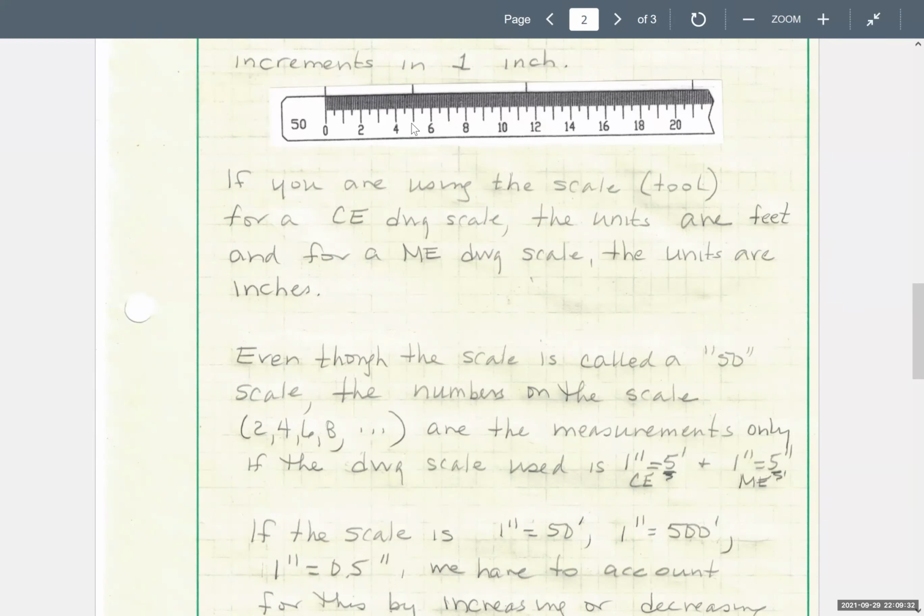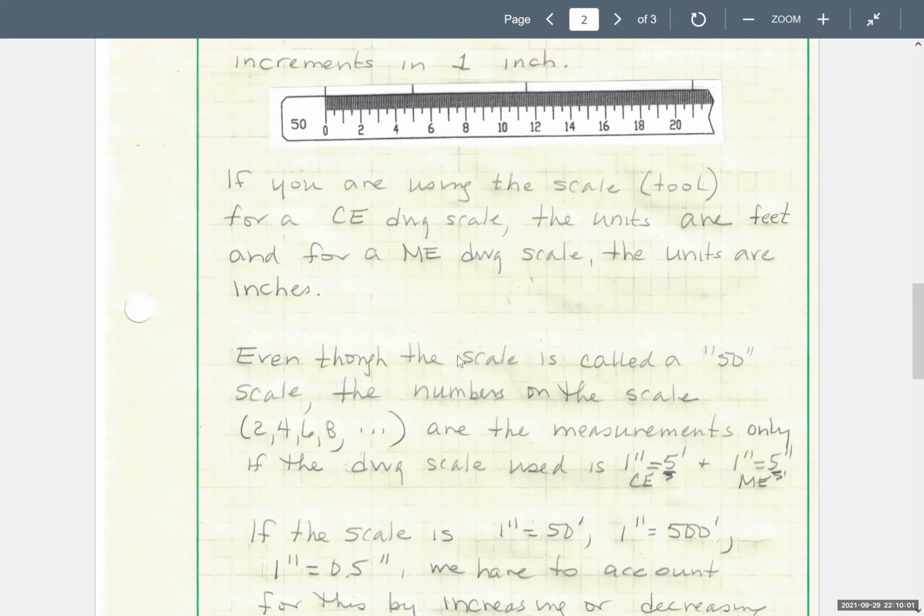Because it takes 50 units to equal 1 inch, one inch on the ruler has 50 divisions, correct? So the 20 scale has 20 divisions in 1 inch. It's called the 50 scale, but I would probably rather it be called the 5 scale, and the reason why is because all these numbers on here go with the 5.